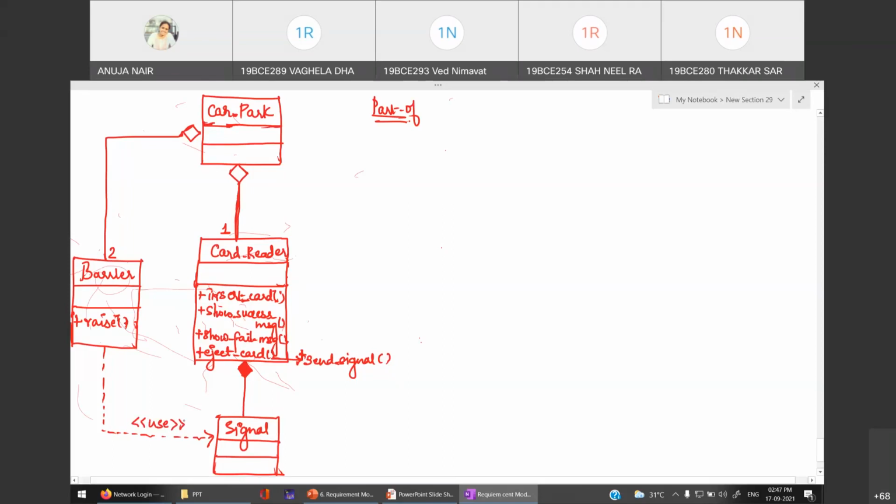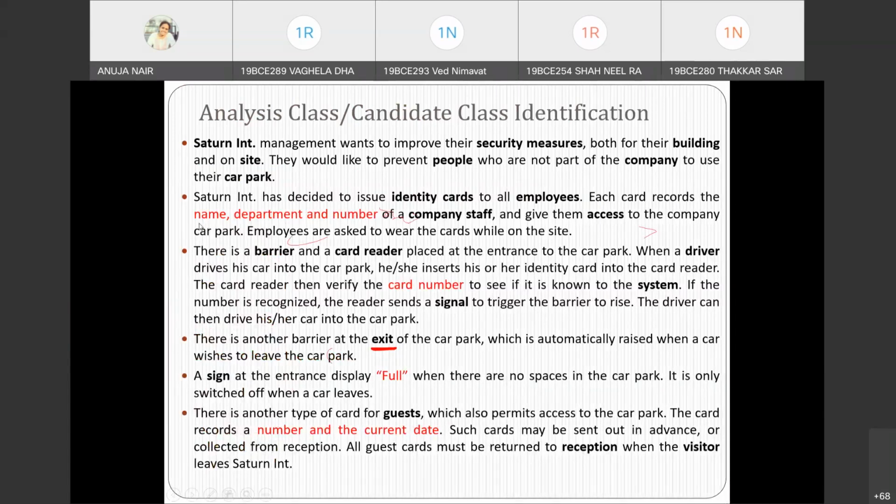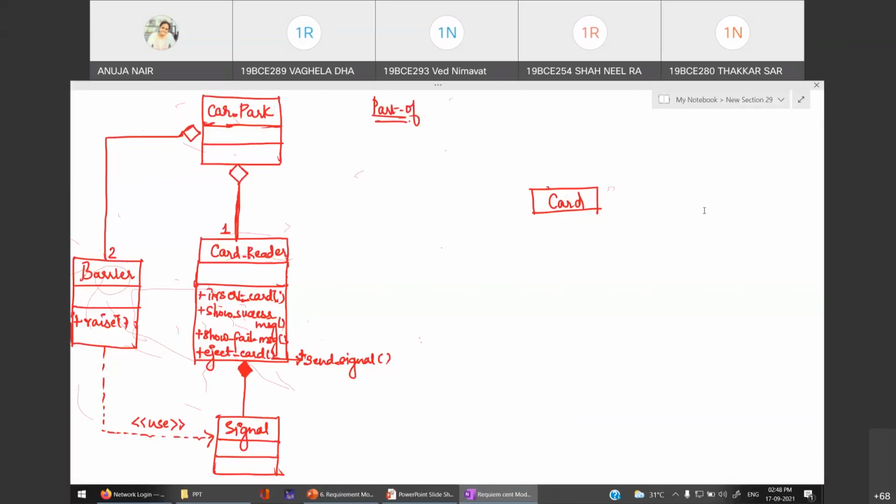Okay. Coming to now, what is left? Card. Card is left, right? So can I put a card over here? Let me just directly write card. And we have three attributes which are listed over here for a card. Name, department and number.